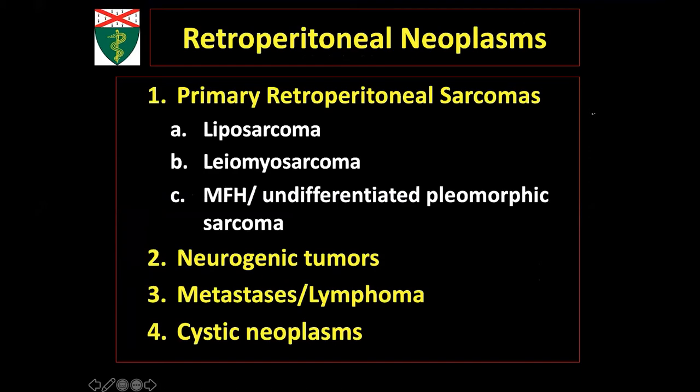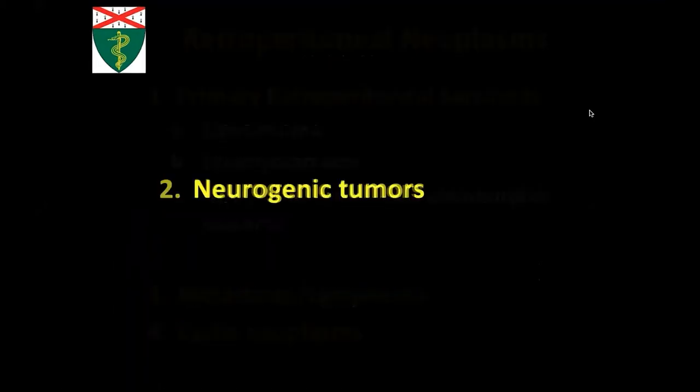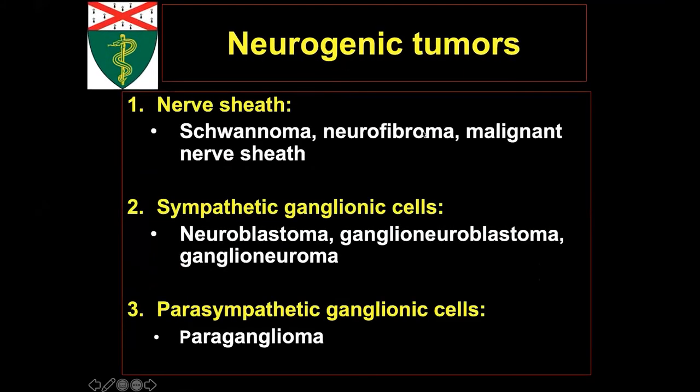Let's move on to neurogenic tumors. And one of the reasons I wanted to talk about neurogenic tumors is it's often something that I still just forget to put on a differential diagnosis. And then it comes back as a neurogenic tumor, and I think, oh yes, that's what it could have been. I always forget it. And so I like to make a point to include it and talk a little bit about it in this retroperitoneum talk.